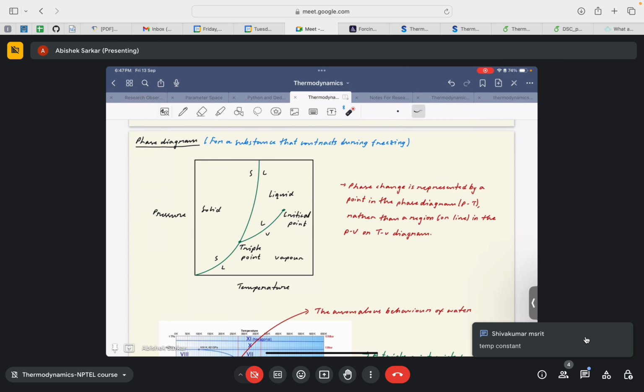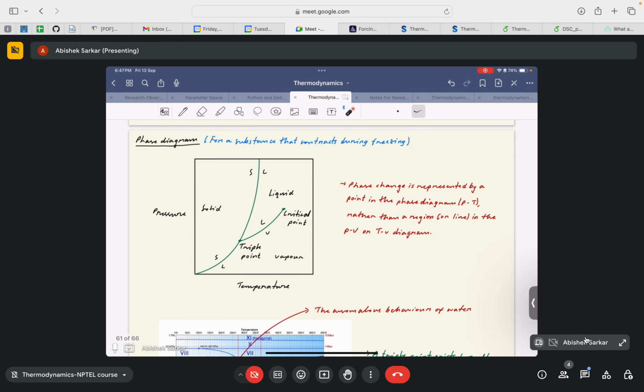temperature constant. So single point. Of course, the phase change region is not distinctly determined, not distinctly shown. So the phase change region is only determined by a single point here, as already mentioned. At a particular temperature, it will fix the corresponding pressure, say saturation pressure. The phase change region would be determined by a single point in this plot.